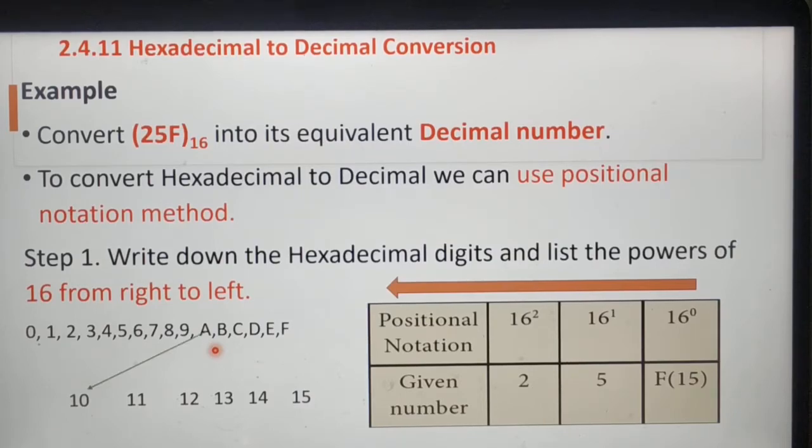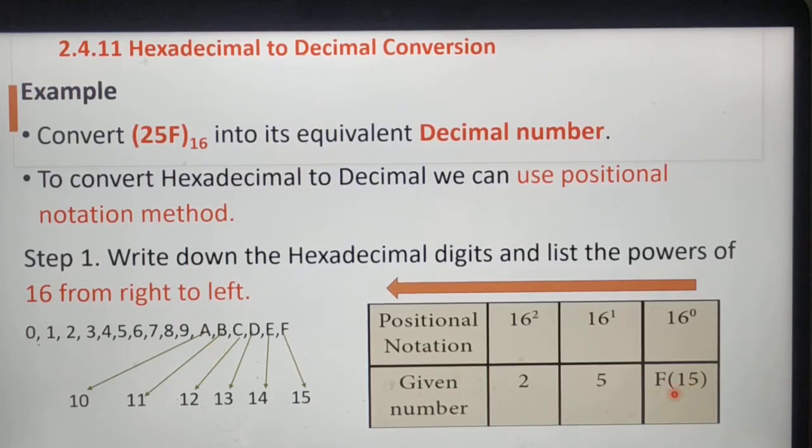The value of A is equal to 10. The value of B is equal to 11. Then the value of C is equal to 12. D is equal to 13. E is equal to 14 and 15 for F. Here the value of F is written. Then we can write the positional notation from right to left in the powers of 16. Here the first positional notation is 16 to the power 0. Then 16 to the power 1. Then 16 to the power 2.